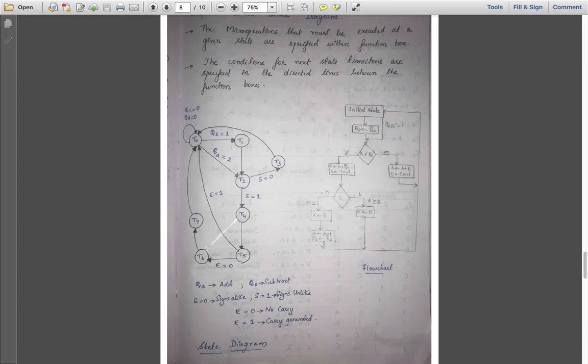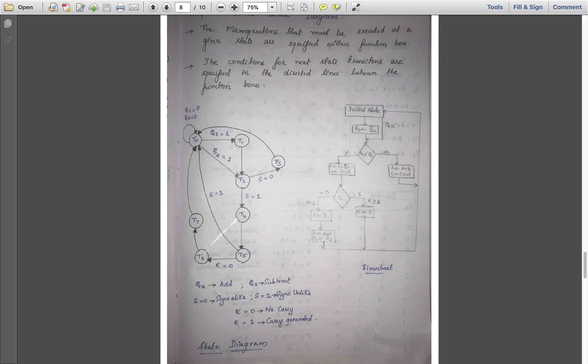So this is the T1 state, and if QA is equal to 1, you directly come to check whether the sign bit of AS and BS are equal. So this is T1, this is T2. Once you are in T2, if both the signs are equal, then you can just perform the addition, copy the carry or overflow to E and go back to the initial state.